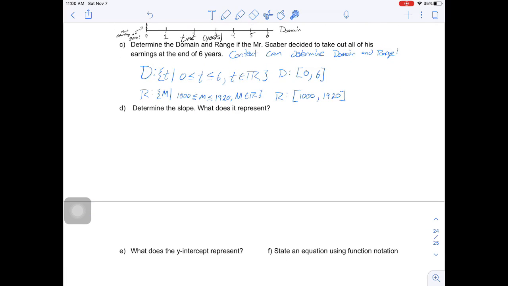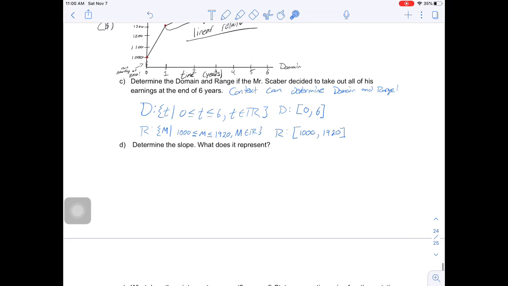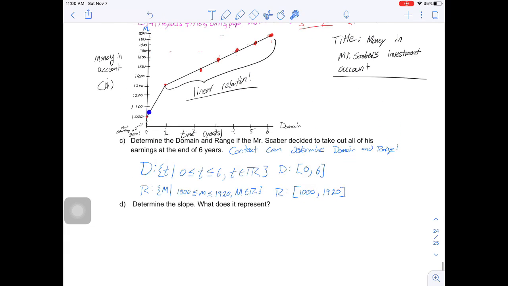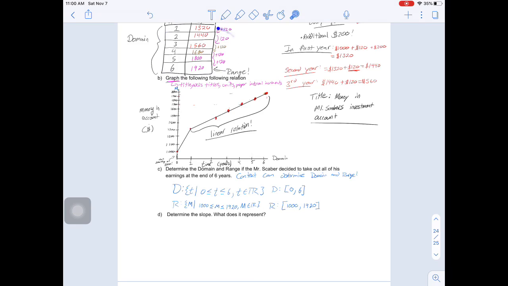Okay, a few more questions here. Determine the slope. What does it represent? We're not going to determine slope here because that doesn't quite make any sense. What I'm actually going to do is use my table to determine the slope of this section of the linear relation. So my slope here, I'm going to use this section. Remember, slope equals change in range divided by change in domain.